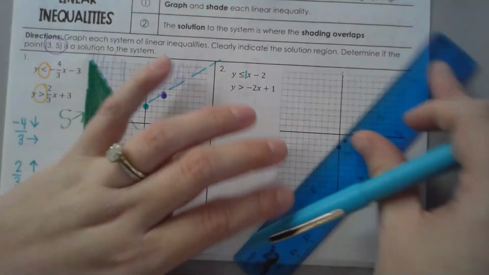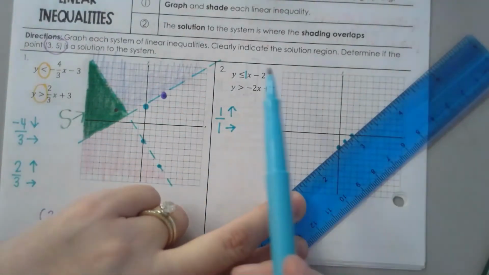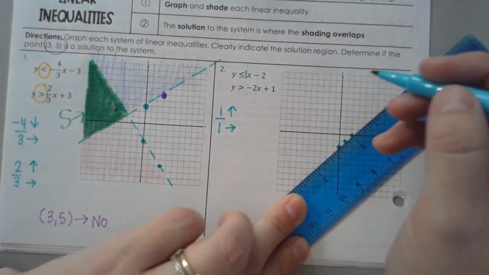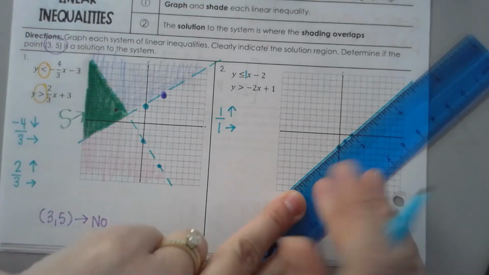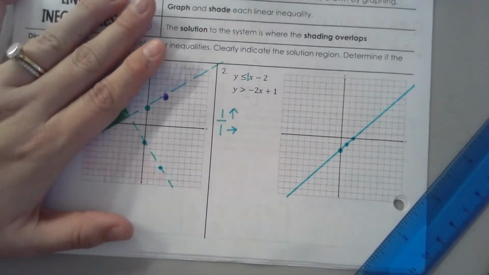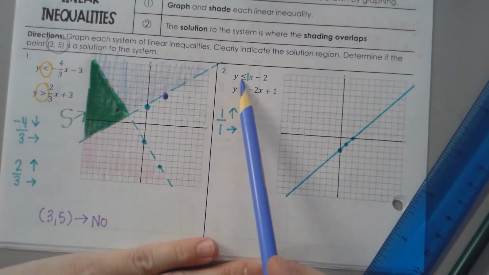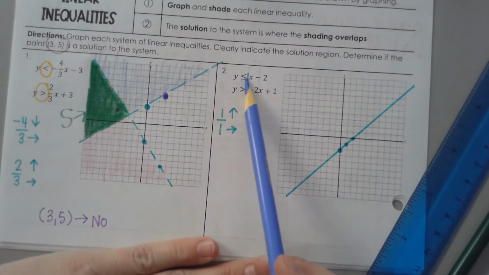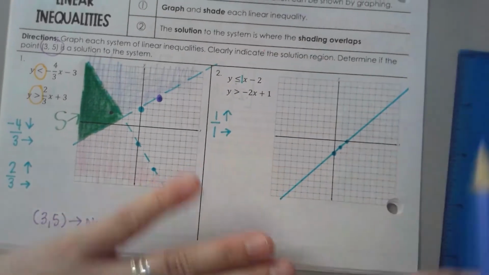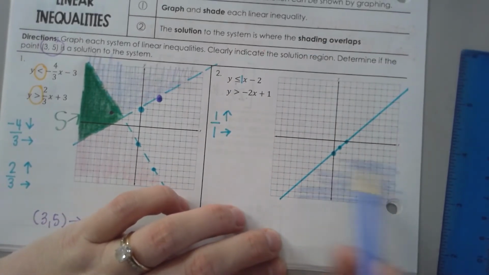Is this one going to be a dashed or a solid line? Solid, because it has that equal to part. Do I shade above or below? Below, because it's a less than symbol. Remember, it does not need to be pretty, it just needs to be quick.